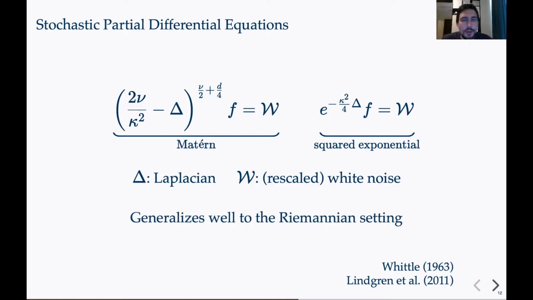This approach generalizes well to the Riemannian setting because these stochastic partial differential equations can be transferred to this setting very easily and very naturally by substituting the Laplacian for the Laplace-Beltrami operator and white noise for the corresponding white noise on the manifold. Unfortunately, though, this definition is implicit, so we don't get a formula to actually compute the kernel.